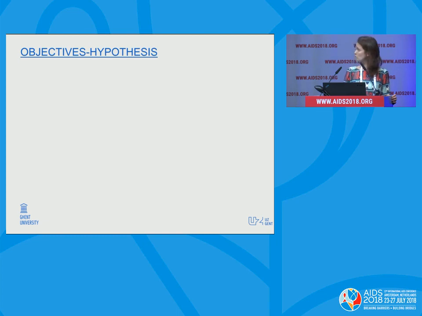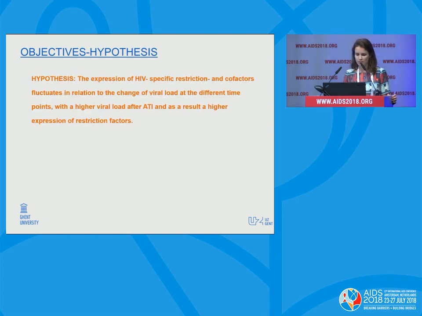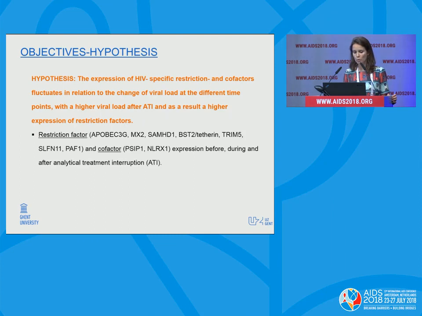To go to the objectives and hypothesis of this work, we assume that the expression of HIV-1 specific restriction factors and cofactors fluctuates in relation to the change of viral load at the different time points where it was measured, with a higher viral load after ATI, and as a result, a higher expression of these restriction factors. To do so, we measured 7 restriction factors and also 2 cofactors, which are negative regulators of the innate immunity, expression before, during, and after analytical treatment interruption.